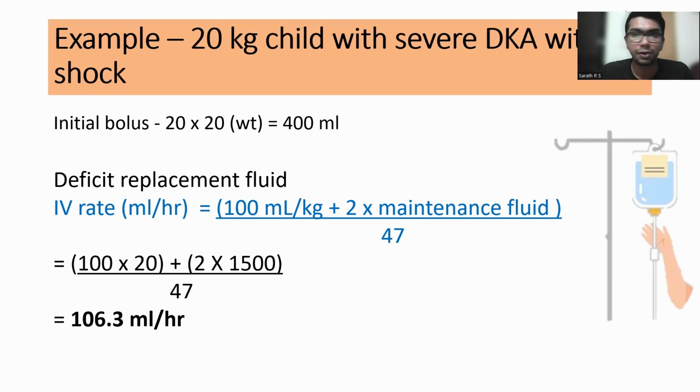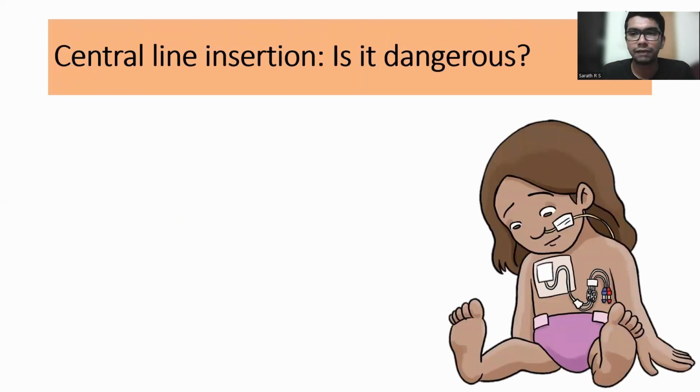Then deficit replacement. I told you, if there is shock, we have to take the dehydration as at least 10%. For each percentage of dehydration, we have to give 10 ml per kg. So for 10% dehydration, we have to give 100 ml per kg. So 100 into her weight 20, then 2 times the maintenance fluid, that is 2 into 1500. And we won't subtract the bolus because the child presented in shock. Divided by 47, it will be 106.3. Then in severe shock, we usually insert a central line for the management because we have to give inotropes and all.